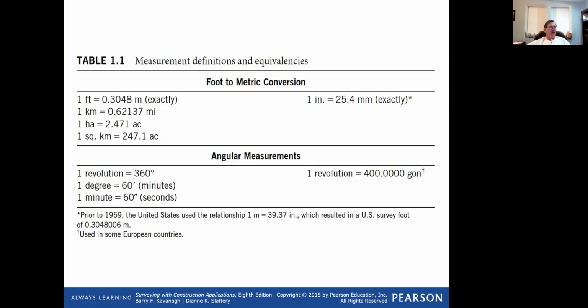You will need to worry a little bit about angular measurements right here. When we get into chapter 2, you're going to get some math that's going to point you to this, but surveyors measure in an arc. Think about the earth. The earth is round. It's a circle. Surveyors measure in a circle. One circle is 360 degrees. A degree is broken down into 60 minutes, and one minute is broken into 60 seconds.